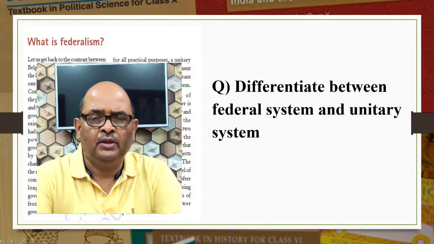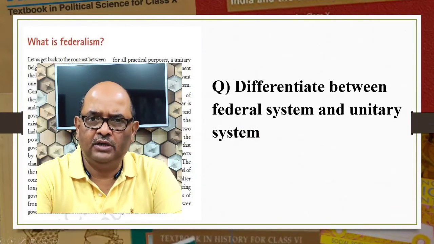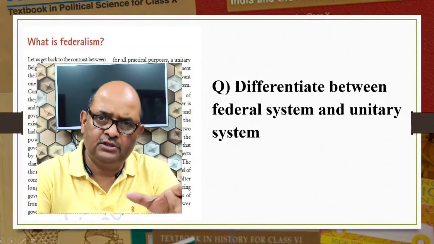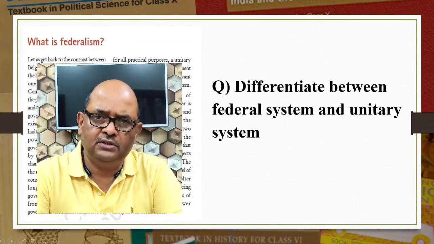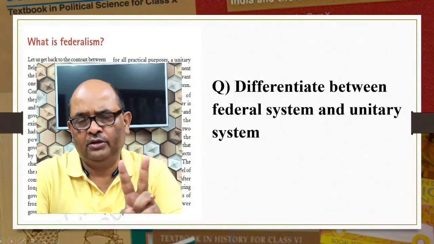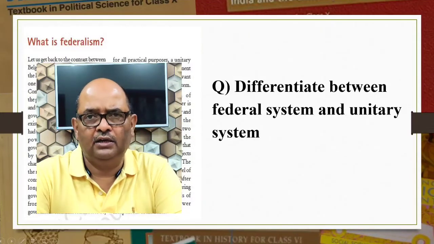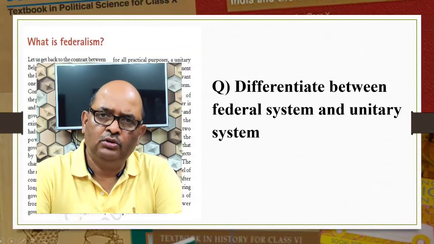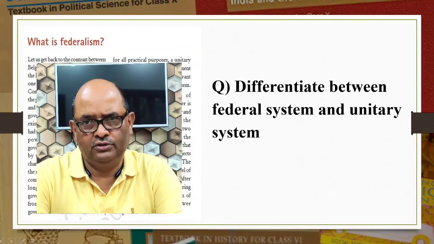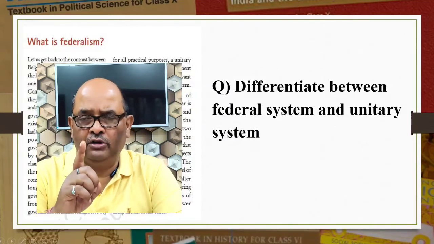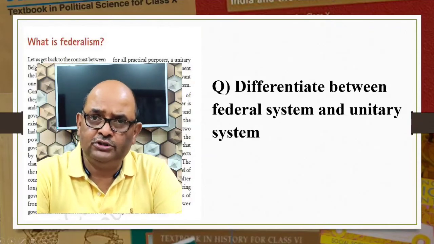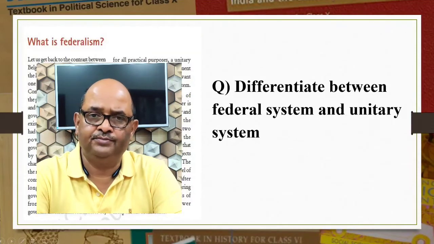Question number 1. Differentiate between federal system and unitary system. To answer this question, as I always say, make a table. Federal system on one side and unitary system on the other side. Under federal system, there are two levels of government, one at the central level and other at the state level. Both levels have their own areas of jurisdiction. Under unitary system, either there is only one level of government or the subunits are subordinate to the central government.